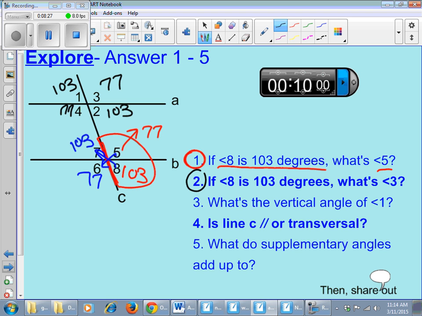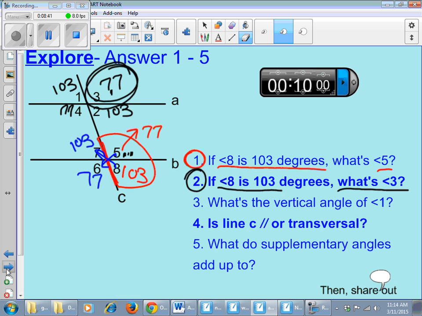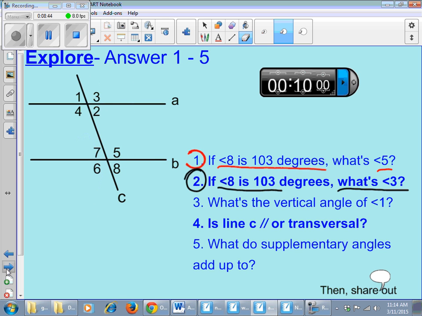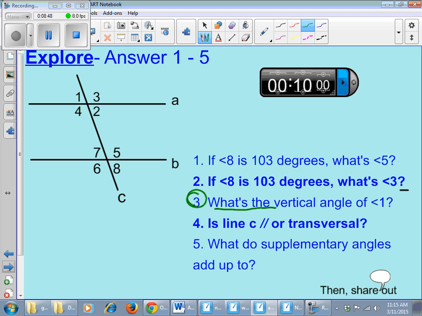So the question 2, which says if angle 8 is 103, what's angle 3? Angle 3 has to be 77 because it's in the same seat as angle 5. Top right, angle 3 is 77. Erase this to go to question 3. Question 3 states, what is the vertical angle of angle 1? Well, here's angle 1, and vertical means diagonal with angles, so angle 2 is vertical to angle 1. The answer is angle 2 here.